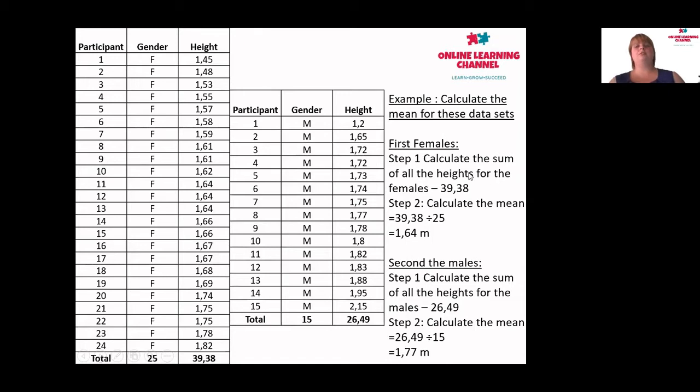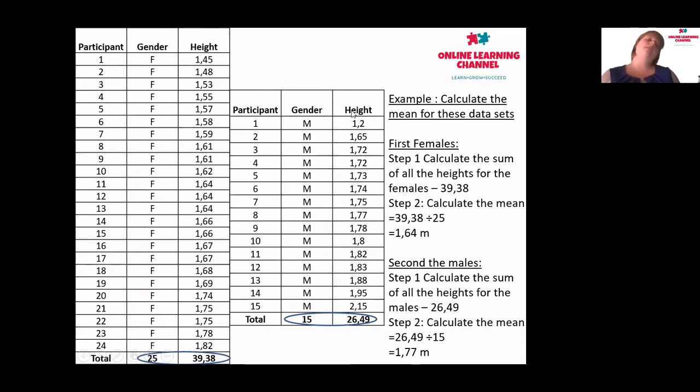So step 1 is calculate the sum of all the heights for the females. So what I just said, 1.45 plus 1.48 plus 1.53, that's going to give you a total of 39.38. Okay, we calculated. Shot. Next one is step 2. Calculate the mean by saying the total heights divided by the total number of females in your group. So in this case, there were 25 females in the group, so you get 1.64 meters.